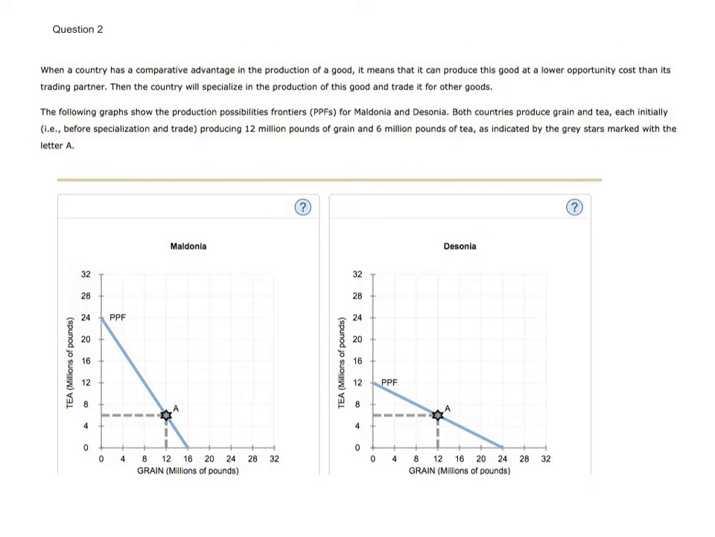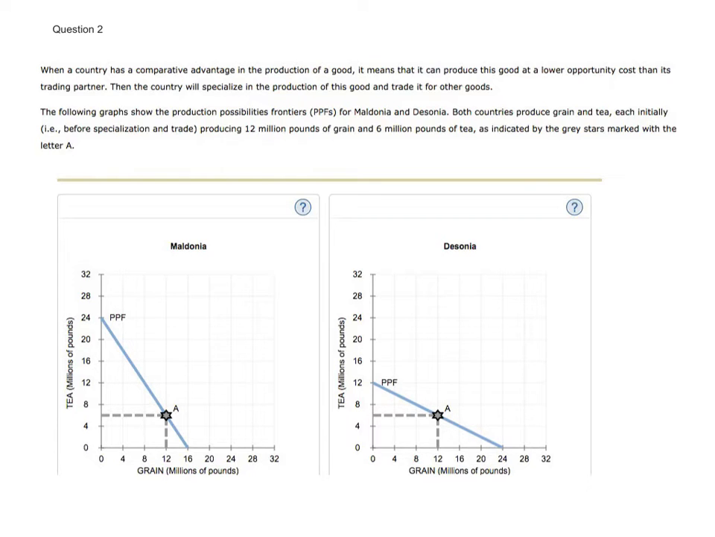Second question. When a country has a comparative advantage in the production of a good, it means it can produce that good at a lower opportunity cost than its trading partner. Then the country will specialize in production of that good and trade it for other goods. So even though one country has the absolute advantage in 2 goods, one of them will have the comparative advantage in 1 good and the other will have the comparative advantage in the other good. So they would trade even if one country has the absolute advantage in both goods.